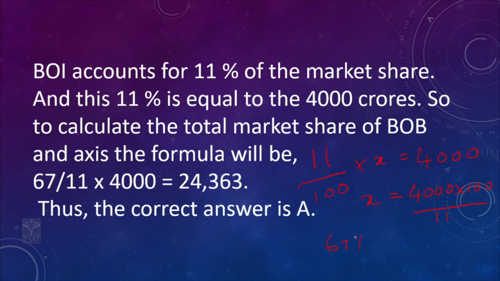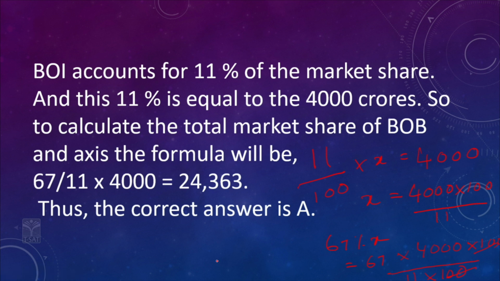67% of x means you have to say 67, x is how much? 67 into 4,000 into 100 by 11%, means 11, 67 plus 100. This 100 and this 100 will get cancelled. So it is 67 into 4,000 by 11, correct? Or 67 by 11 into 4,000.